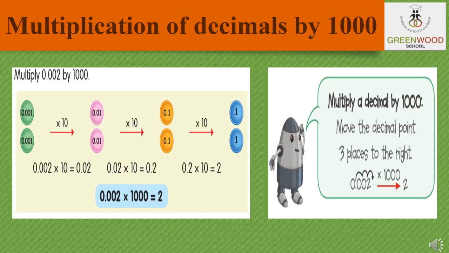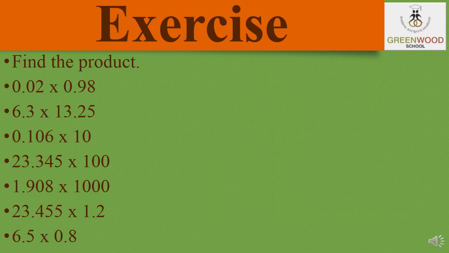Next is multiplication of decimals by 1000. Multiply 0.002 by 1000. Now 1000 has 3 zeros. That means the decimal point will be shifted by 3 places to the right side. So 0.002 into 1000 is equal to 2. Now solve the following exercise.